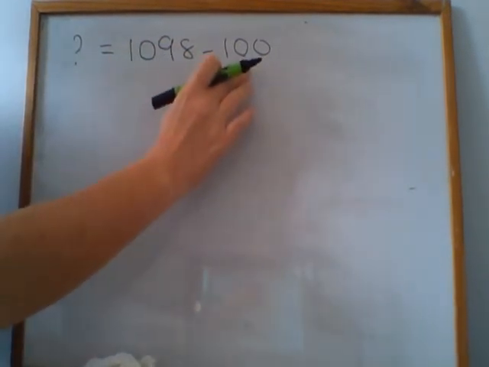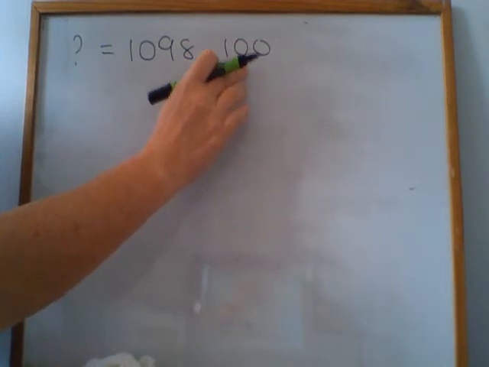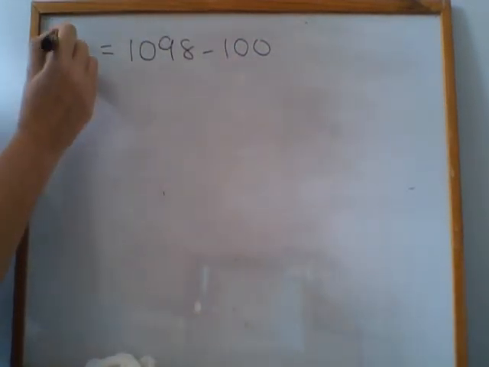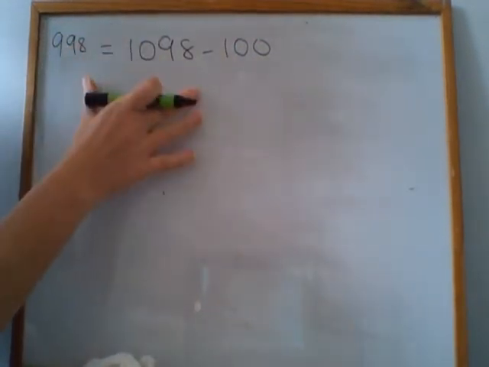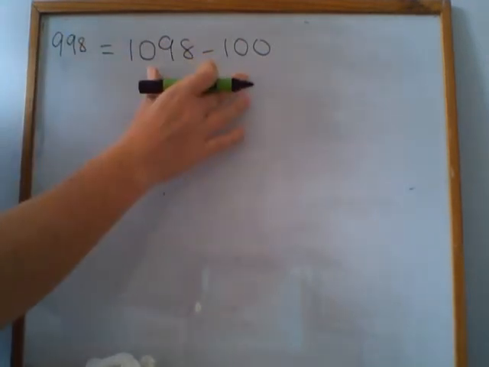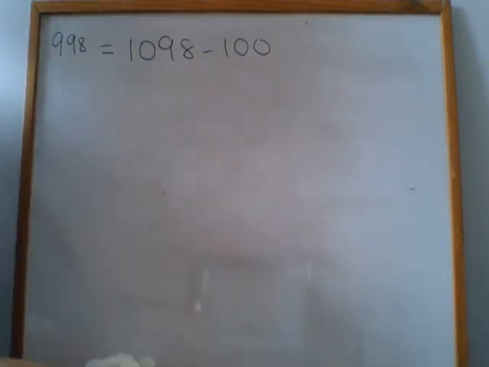So 1098 take away 100 equals 998. And then that's balanced. This equals this. 998 is the same as what's on this side. This is 998, this is 998. So your answer to number 1, 998. Number 2, 2,799 add 462. The answer is 3,241. Number 4, 4 take away 0.12.